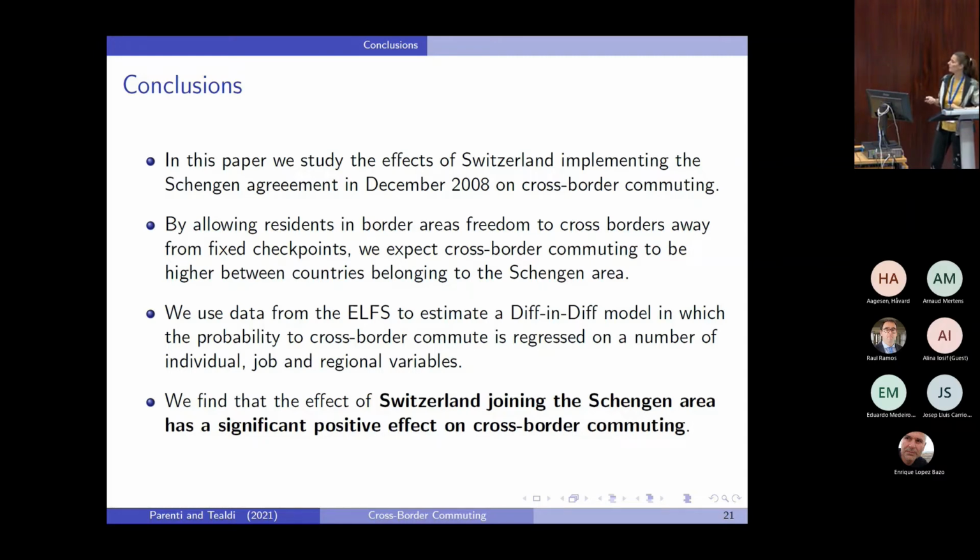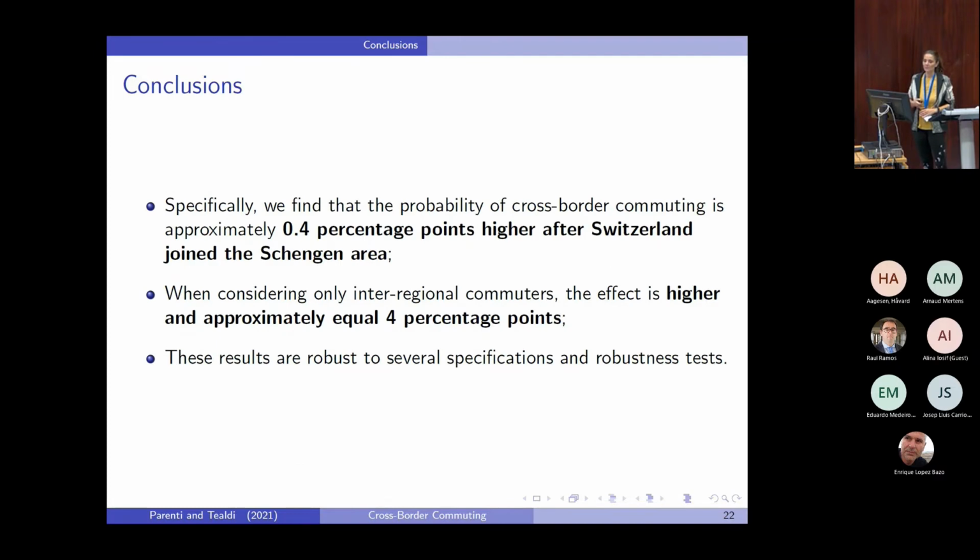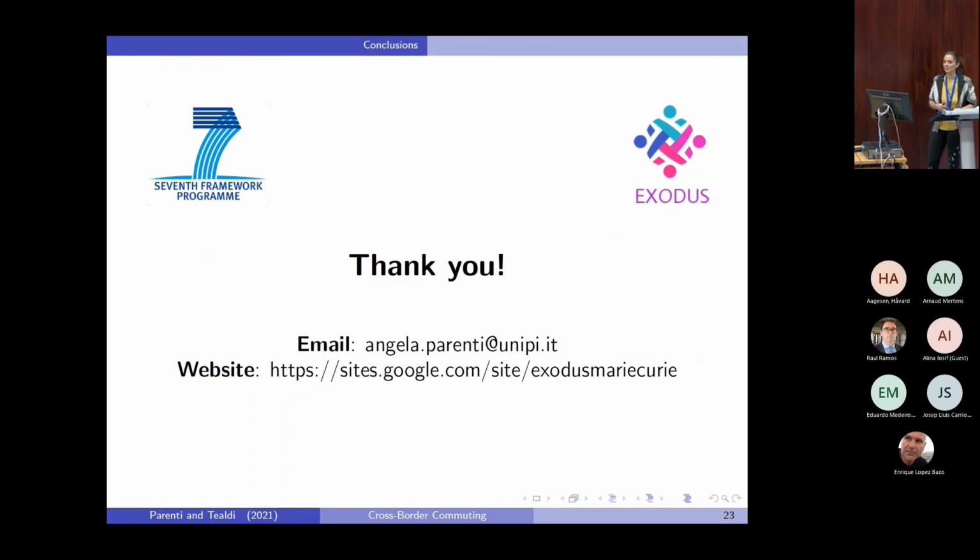What we find is that Switzerland joining the Schengen area had a significant positive effect on cross-border commuting. Typically, we find that this probability is approximately 0.4 percentage points higher after Switzerland joined the Schengen area. When we restrict the sample to the interregional commuters, the effect is higher, approximately equal to 4 percentage points. The results are robust to several specifications and robustness tests. And that's it. Thank you.